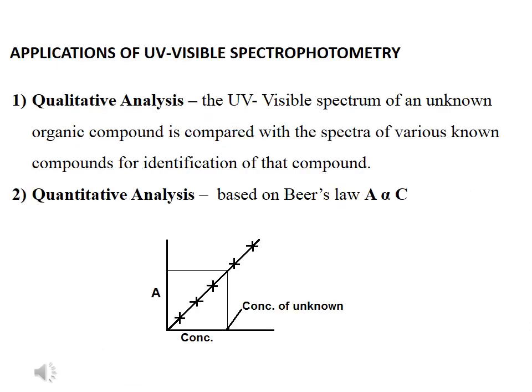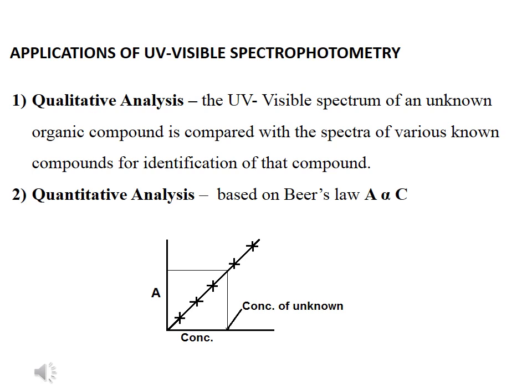The last part of the UV visible spectrophotometry is the application of UV visible spectrophotometry. Now, first application is qualitative analysis. UV visible spectra are very much useful to obtain knowledge about an unknown organic compound, some new organic compound, with the help of UV visible spectrophotometer. How do we do it? We compare the spectra with various known compounds, and then the physical and chemical properties can be described for the unknown compound.